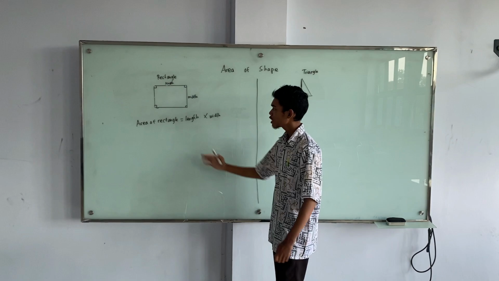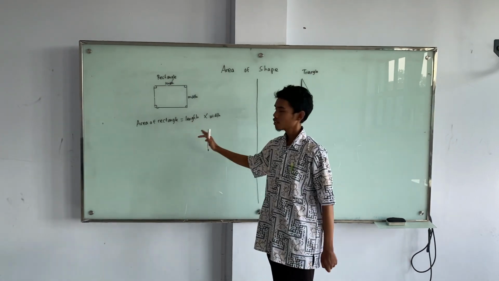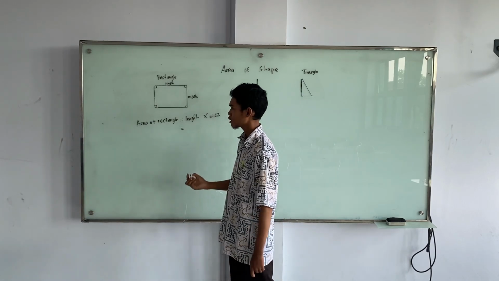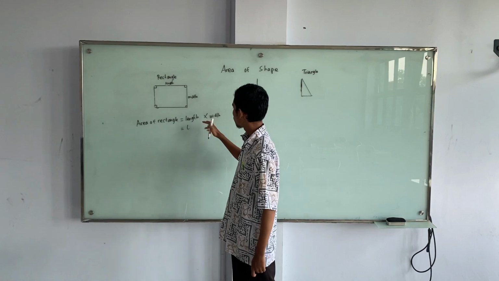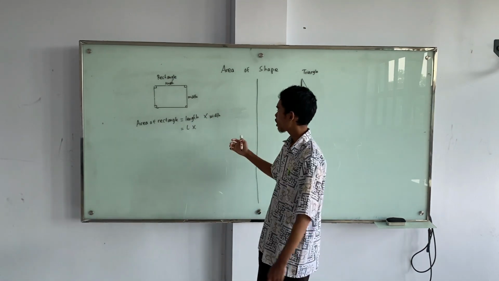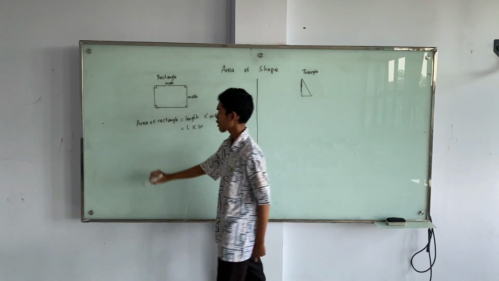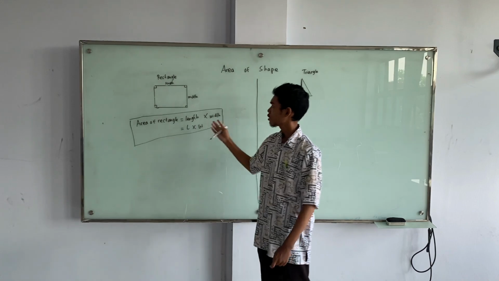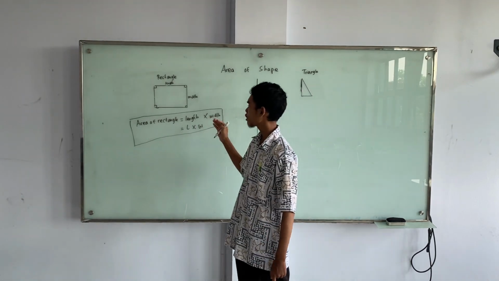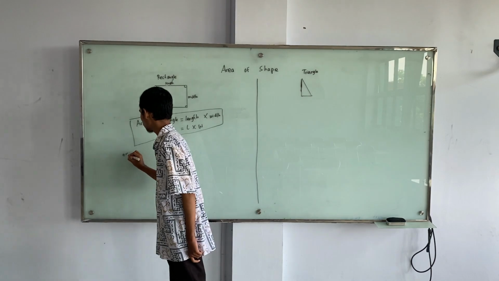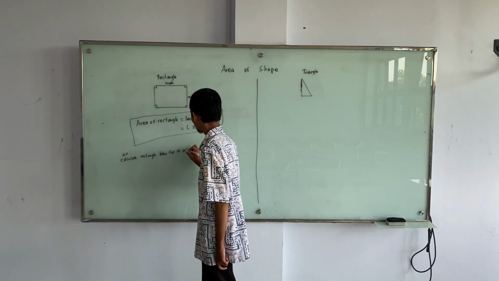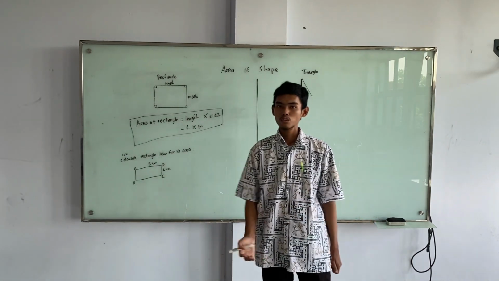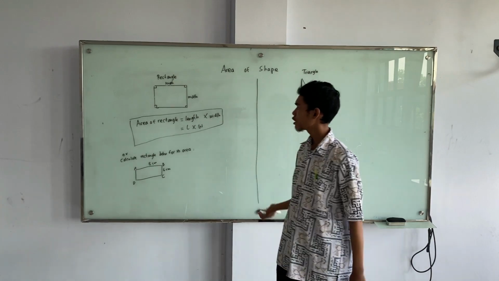From the area of rectangle equal to length times width, we denote length with the letter L, and width with the letter W. So area of rectangle is L times W. And from that formula, we will take an example of the area of a rectangle.